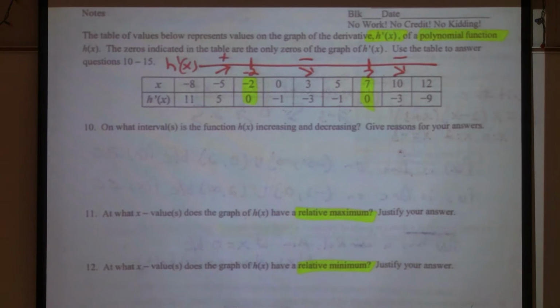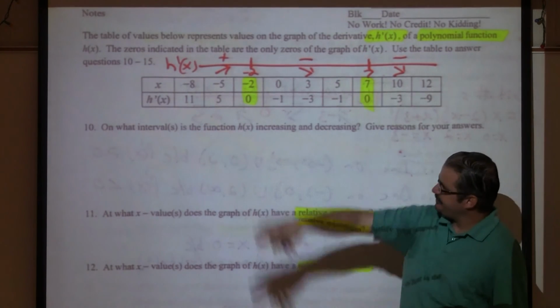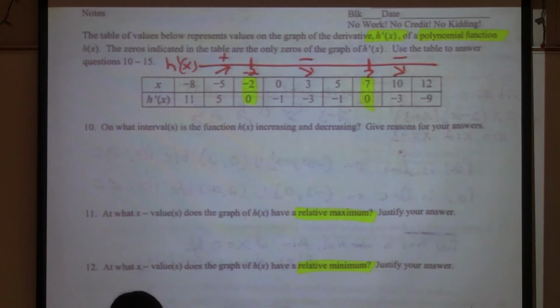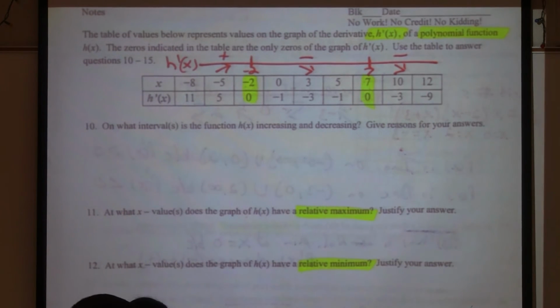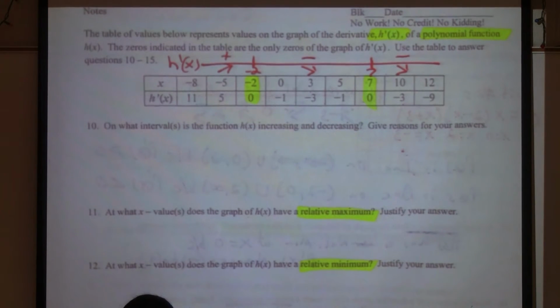Too easy? Everything becomes easy when we have our sign line, okay? So when you can make one, make one. Alright, 13. If h of 3 is equal to 2, what is the equation of the tan line at x equals 3, and what is the equation of the normal line at x equals 3?